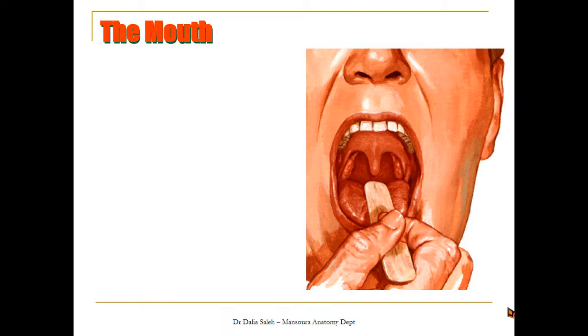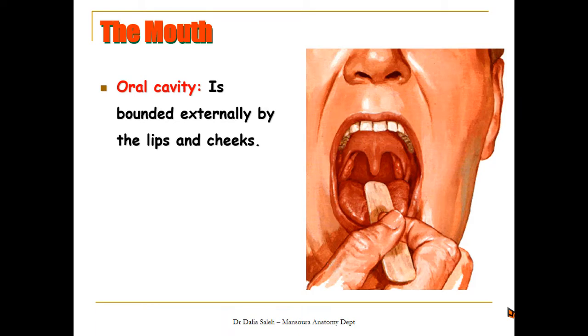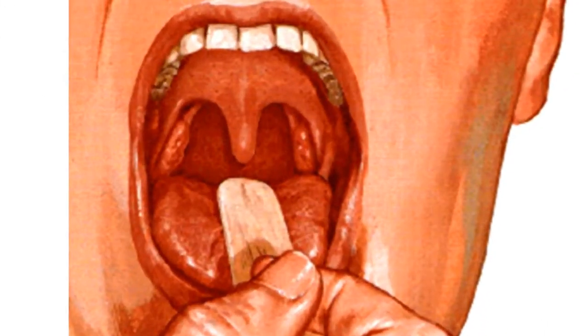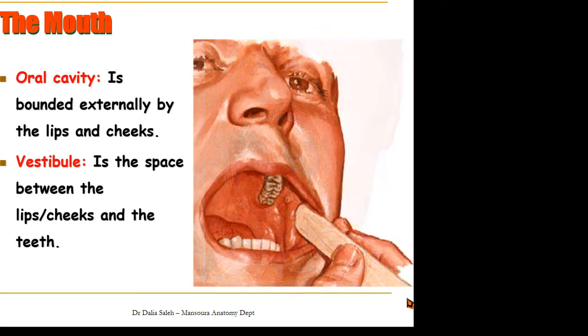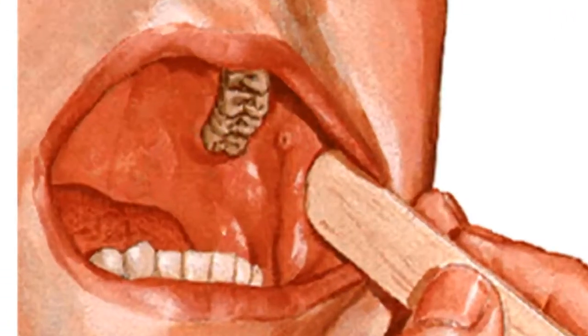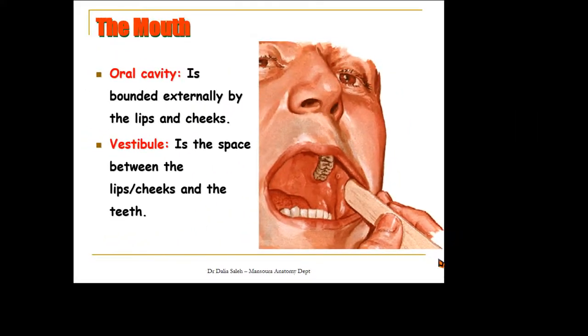We start first with the mouth. You have to know two things in the mouth. Something called the oral cavity, which is bounded externally by the lips and cheeks, and another place called the vestibule. It's like a pocket or a space between the lips or cheeks and the teeth.